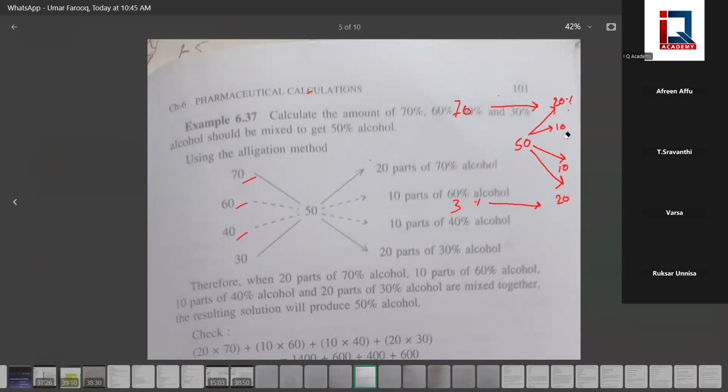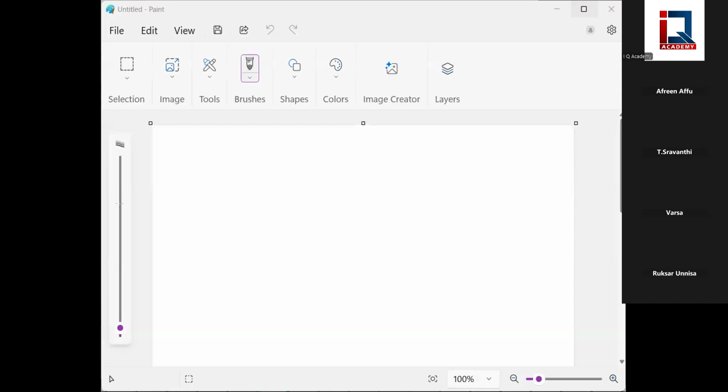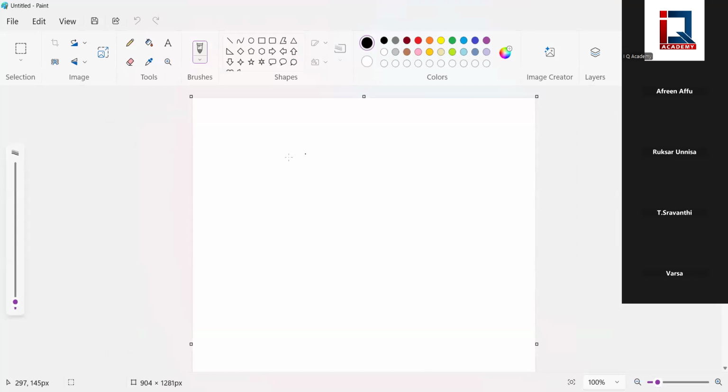See here. I will draw it on the white paper so that you will understand. Did you note the question? 70 parts, 60 parts, 70%, 60%, 40%, 30%. Right? So let me share you the fresh paper. Can you see the white sheet on your screen? Yes, sir. Yeah. So can somebody give me the question?